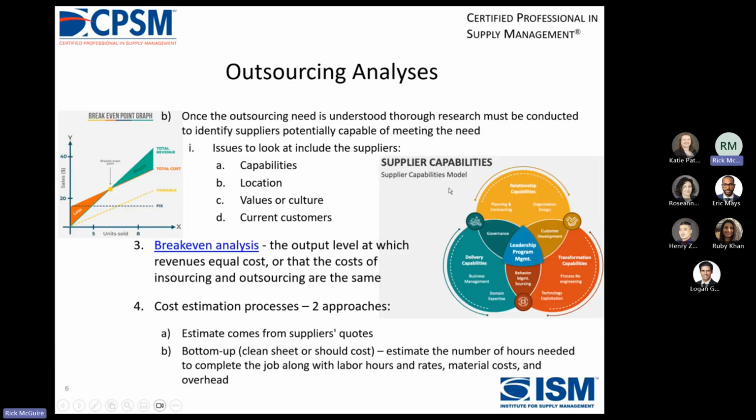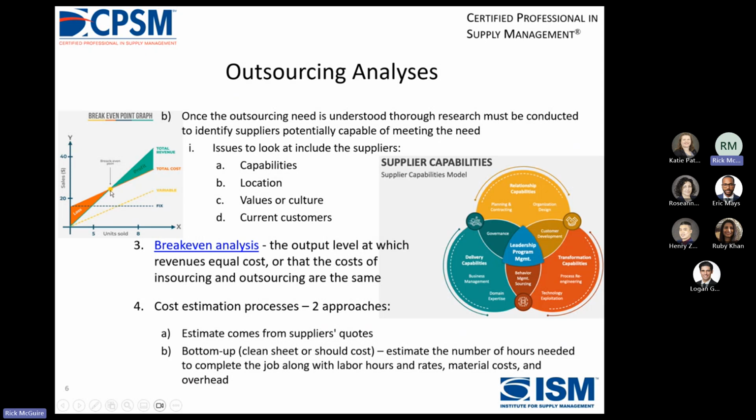Once the outsourcing need is understood, thorough research must be conducted to identify a supplier potentially capable of meeting needs. So you've got to look at capabilities of the supplier, the location of the supplier, values of their culture, who are their current customers. And then you've got a break-even analysis. So you'll see questions on the test for break-even. The output level at which revenues equal costs, or that the costs of insourcing and outsourcing are the same.